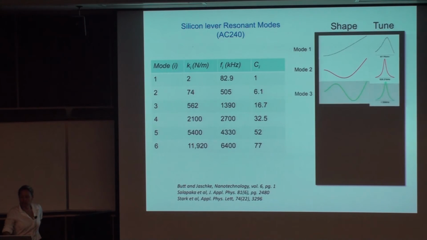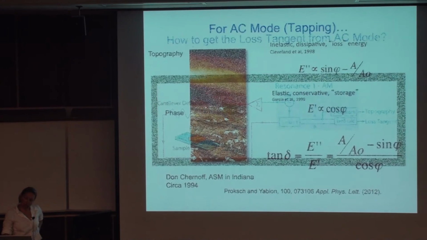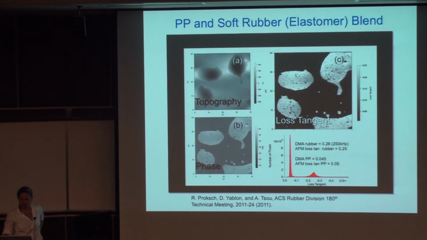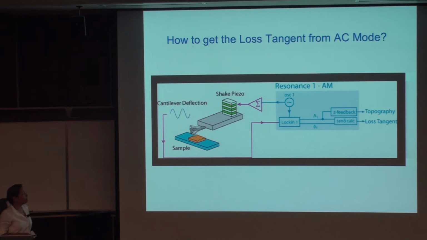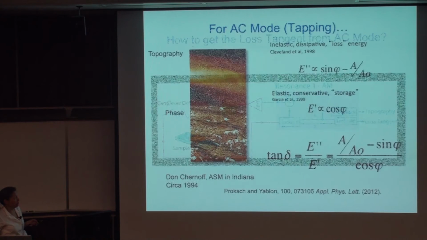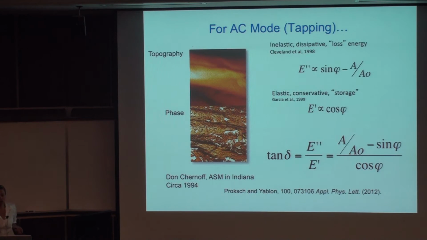So let's go a little bit more into detail now about the loss tangent. I'm going too fast here. So again, you have your first mode, and this is at that point just regular tapping mode where you have a feedback on the amplitude of the oscillation of the cantilever. And you're going to get, of course, your typical AFM data, topography, and the loss tangent. How does that work? I'm going to try to make it very simple as far as the mathematics.